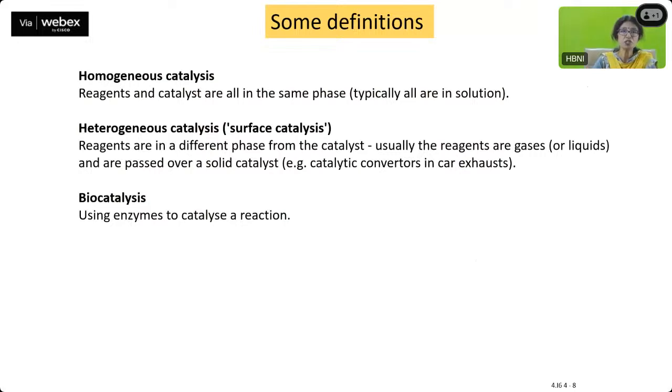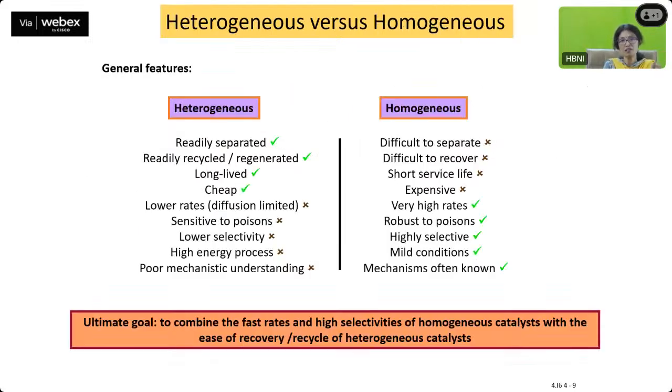Now, what are the different definitions of catalysis? You have homogeneous catalysis, where the reagents and catalysts are all in the same phase, typically in solution. You can have heterogeneous catalysis, where surface catalysis occurs. The reagents are in a different phase from the catalyst. Usually the reagents are gases or liquids and they are passed over a solid catalyst, for example catalytic converters in car exhaust, where the gas passes over a solid catalyst. And there are biocatalysts, using enzymes to catalyze a particular reaction, which I discussed a few slides earlier.